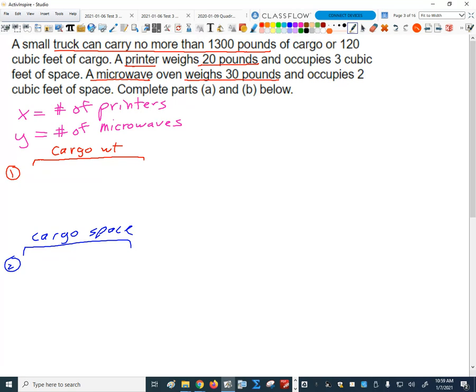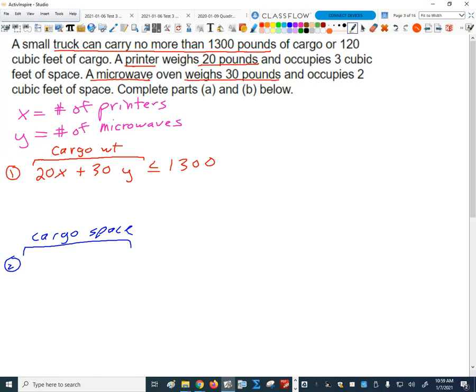Would you do 20x plus 30y is less than or equal to 1,300 pounds? Perfect, right? So the cargo weight would just be 20x plus 30y, 20 pounds for each printer times the number of printers, which is x, plus 30 pounds per microwave times the number of microwaves, which is y, is the total cargo weight. And that has to be less than or equal to 1,300.